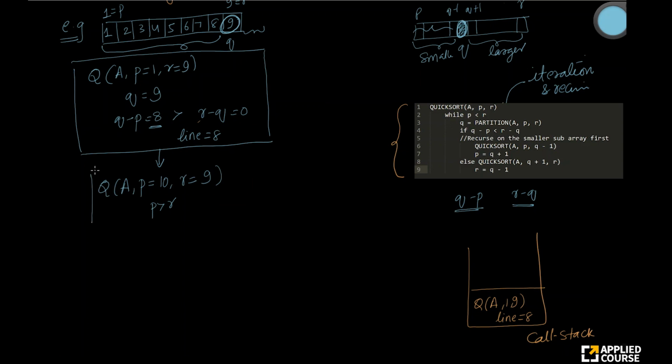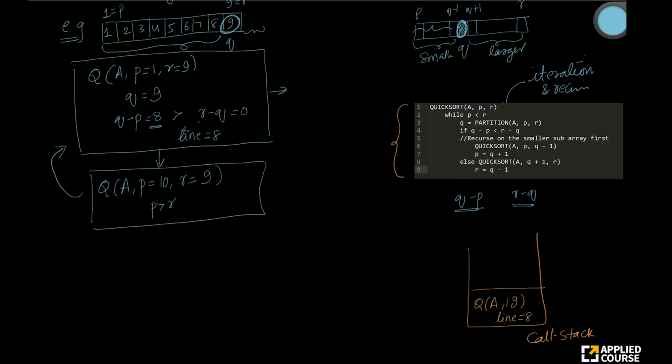Which means what happens now? Because this while loop has not been entered into, this function will revert back. Now, which means it will revert back to line 8. So my line 8 has been executed, and it will go and run line 9. So what happens in line 9 now?